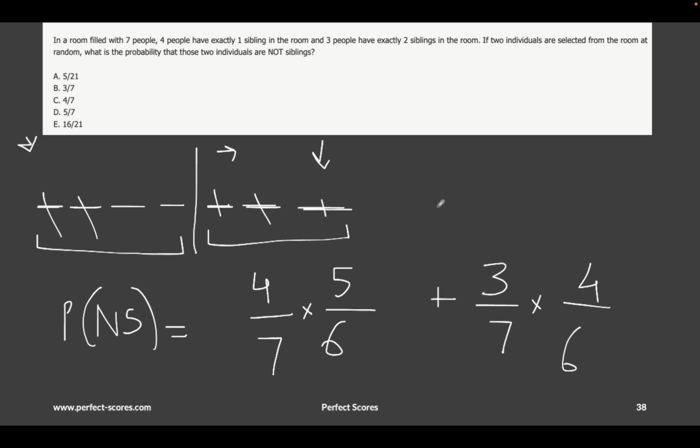So if we solve this, this is actually going to be 20 plus 12, which is going to be 32 all the way divided by 42. So that's going to be 16 by 21, which is the answer, option E here.